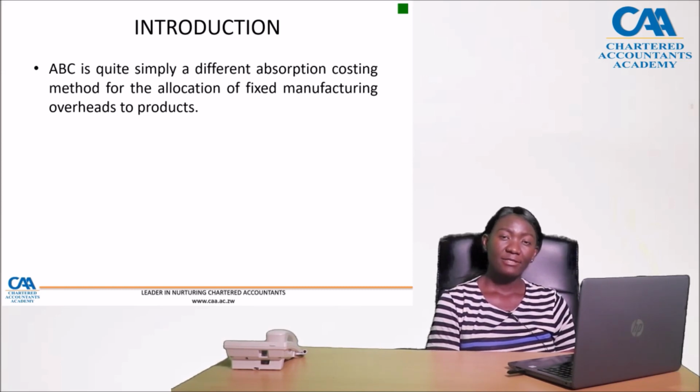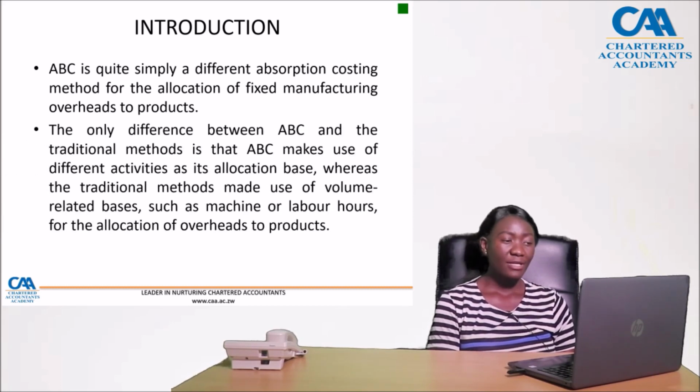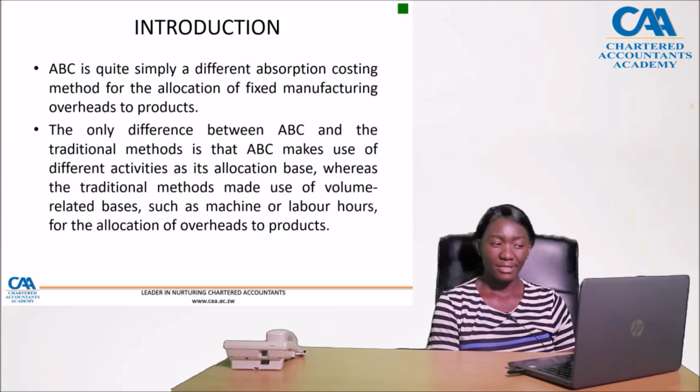But using activity-based costing, I'm now allocating the fixed manufacturing overheads based on the activity. So the only difference between ABC and the traditional method is that ABC makes use of different activities as its allocation base, whereas the traditional methods make use of volume-related bases, as I just explained.